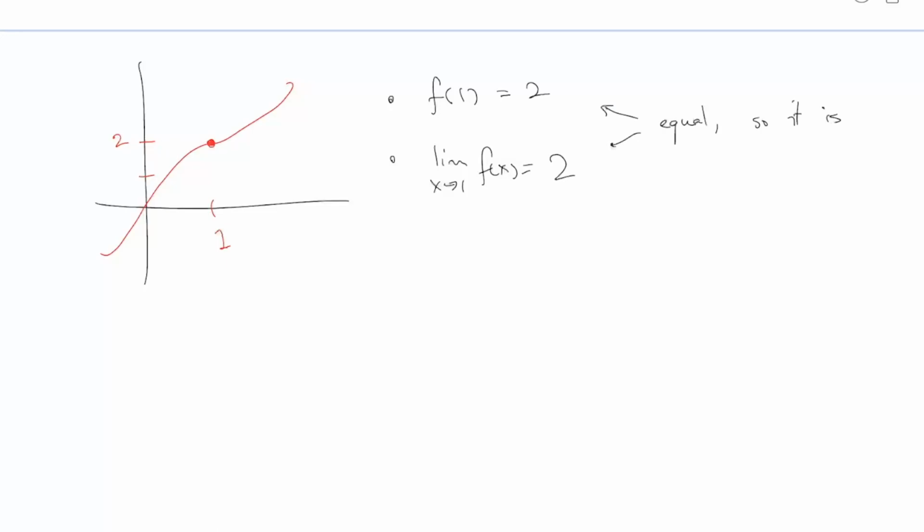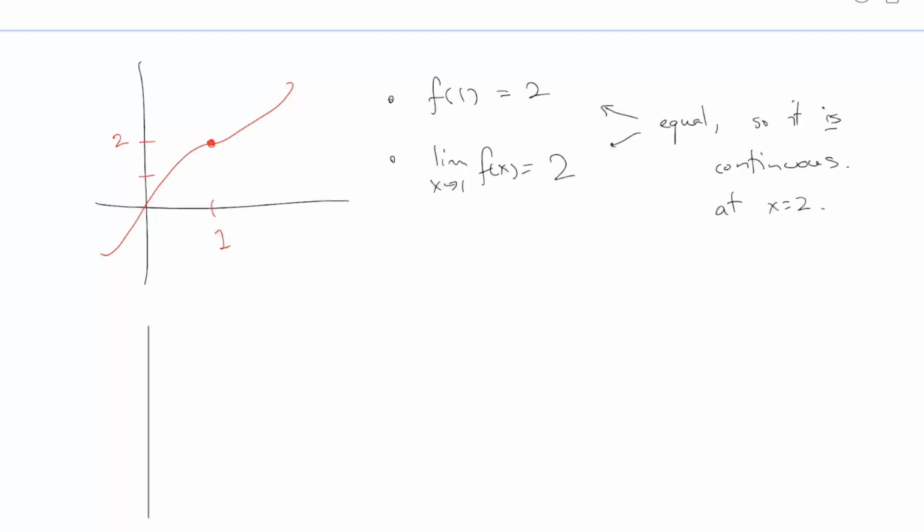So it is continuous. Equal meaning they're 2 both times, right? The answer is the same. That means the point is here, also the curve goes through here, and they all meet up at the same place, which is y equals 2. So that one is continuous. Well, specifically, I should say, it is continuous at x equals 2, right? Because that was the specific point that I was talking about.